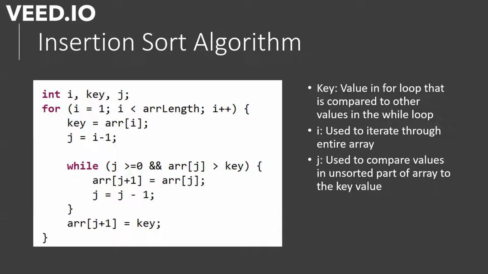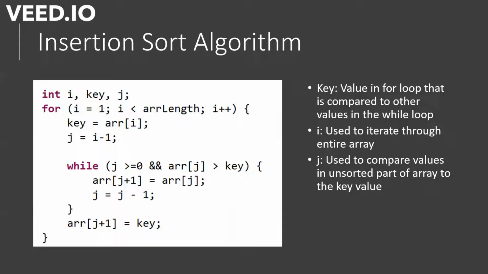Within the for loop, key is assigned to the value at index i. The key is essentially the value that is compared to other values in the array. And j is assigned to i minus 1. Next, a while loop occurs if and only if j is greater than or equal to 0, and the value at j's index is greater than the key value.